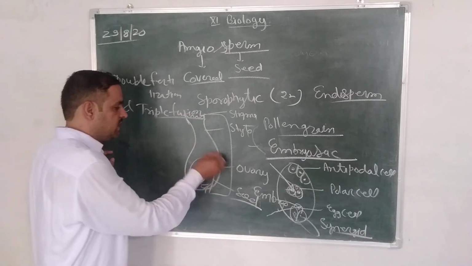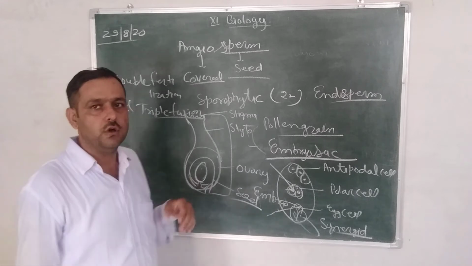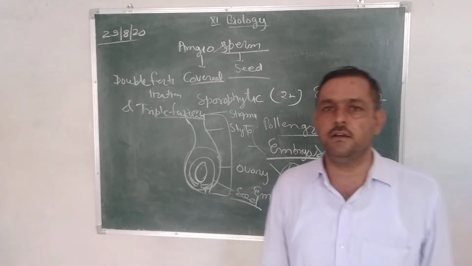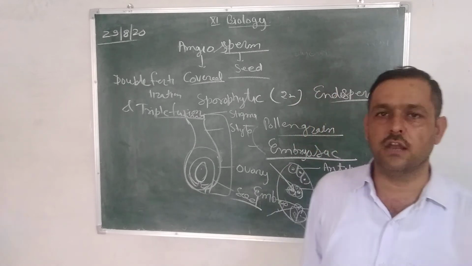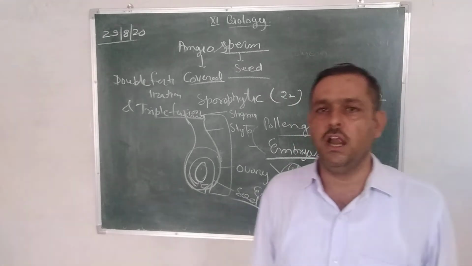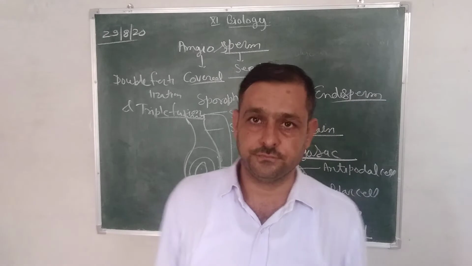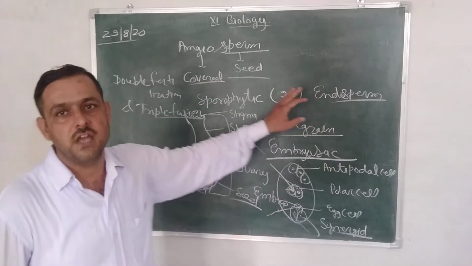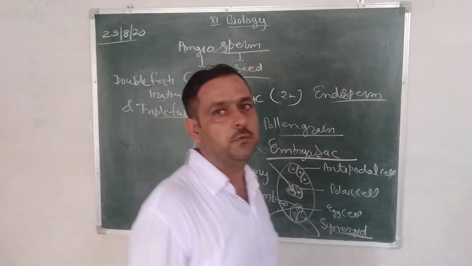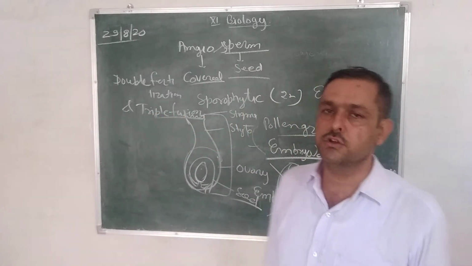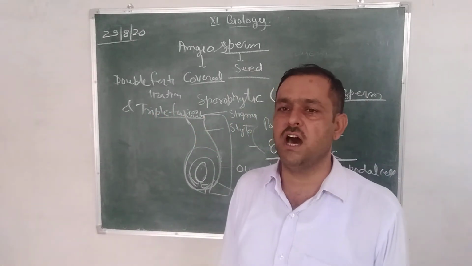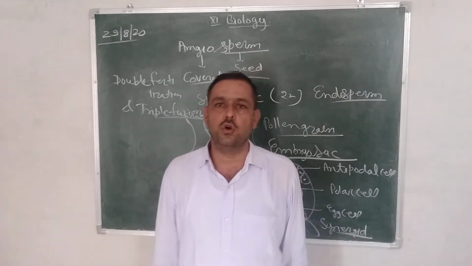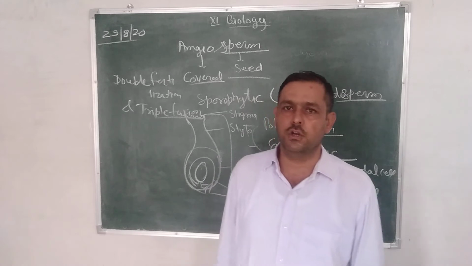After fertilization, the ovary is converted into fruit, the ovule is converted into seed, and the egg cell is converted into zygote and then embryo, and the polar cell is converted into endosperm, which is the nutrient substance which provides nutrients to the embryo. And angiospermic plants are also divided into 2 parts: monocotyledon and dicotyledon.